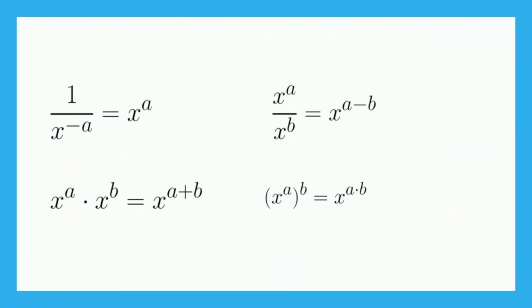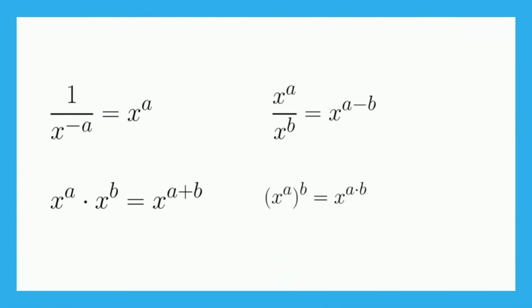Now this fourth property states that if we have some number to a power, and then that entire expression is raised to another power, in this case the powers are a and b, then we can actually write that expression as the original number to the power of the product of the two powers that were in the original expression. In this case, we're calling it a times b.